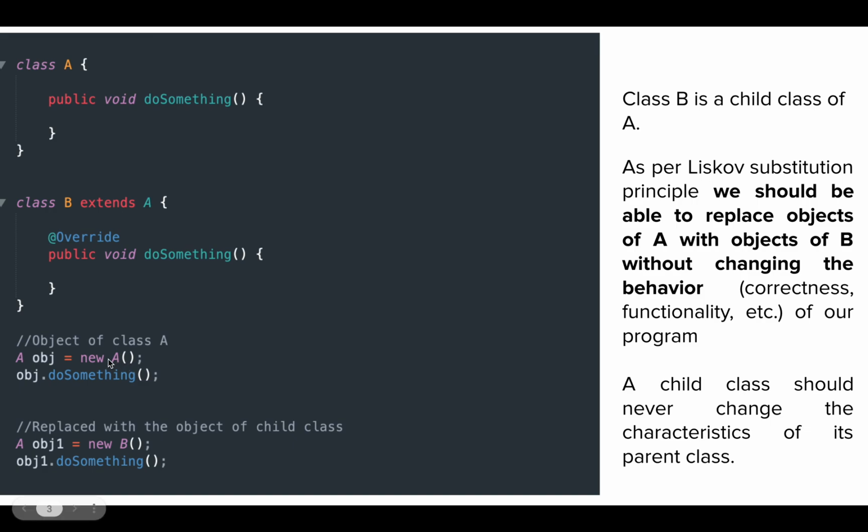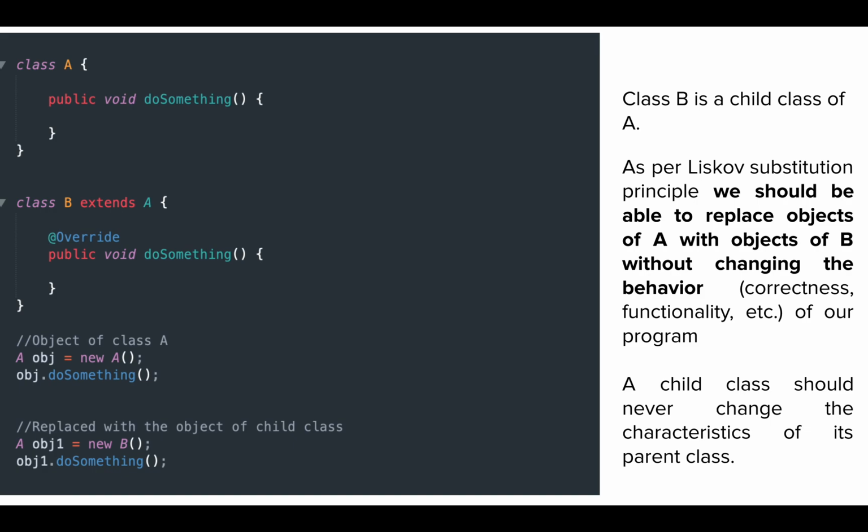So in this case, if we substitute the object of B in place of A, it will totally change the functionality or behavior of the code, right? The expectation is that it removes the first element from the list, but if we extend class A and change the logic in do something so that it removes the last element from the list, then when we substitute the object of B in place of A and call this do something method, it will totally change the functionality. So it's a clear violation of the Liskov substitution principle.